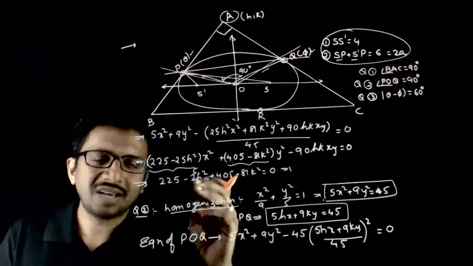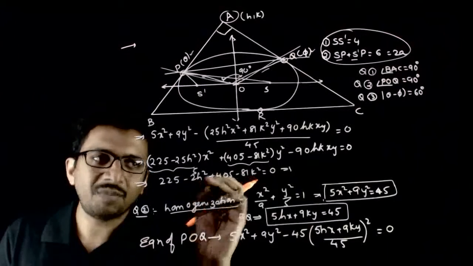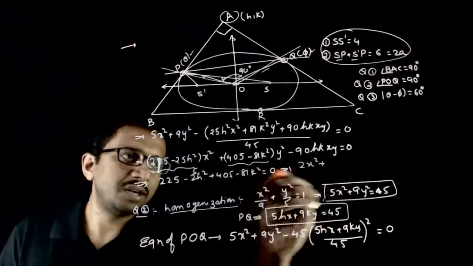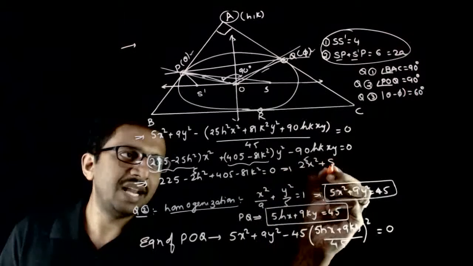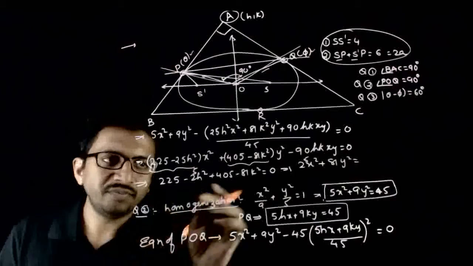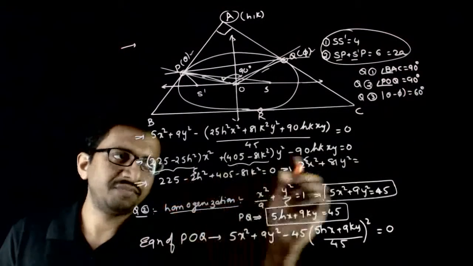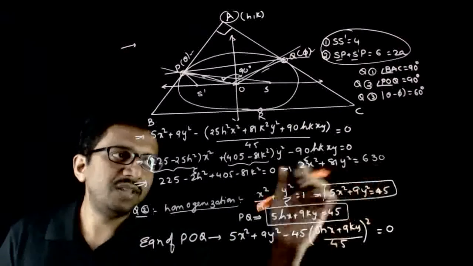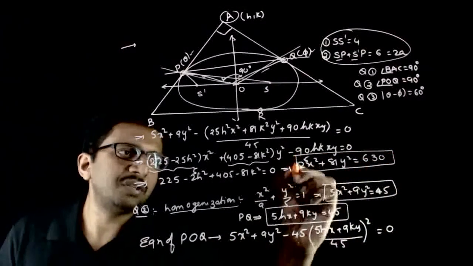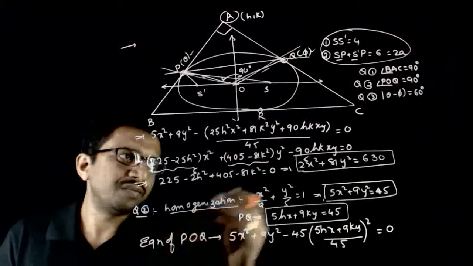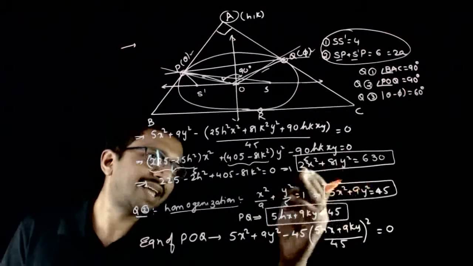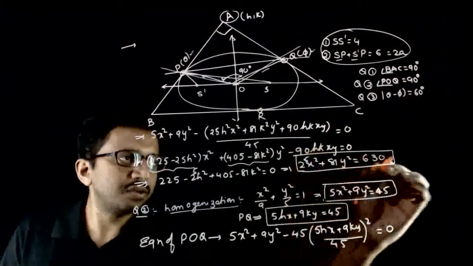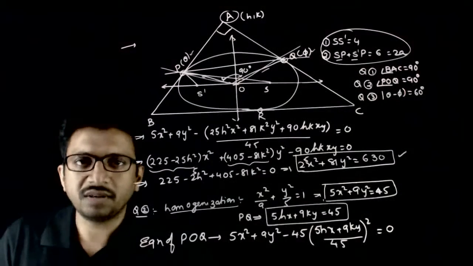To get the locus, I just need to substitute x in the place of h and y in the place of k. So 25x square plus 81y square is equal to 630. This will be the required locus. Can I cancel anything? 5 will not cancel here, 9 will not cancel here. So this will be the equation of the locus for the second question.